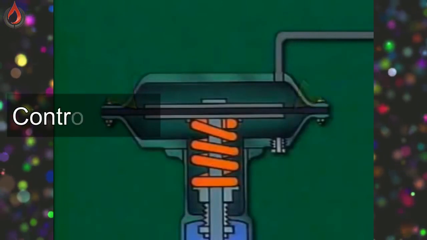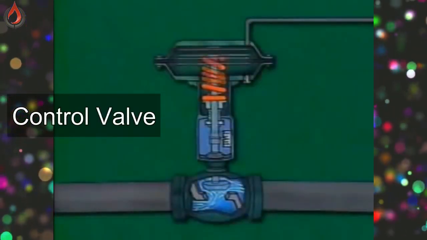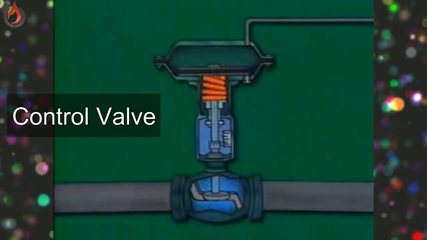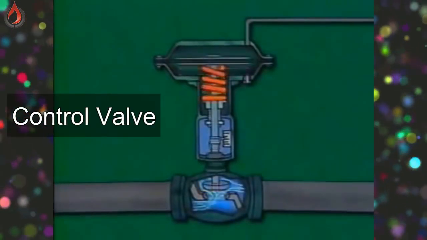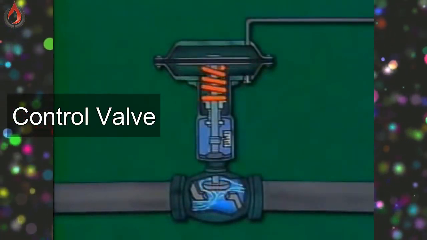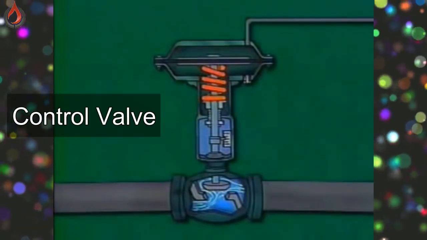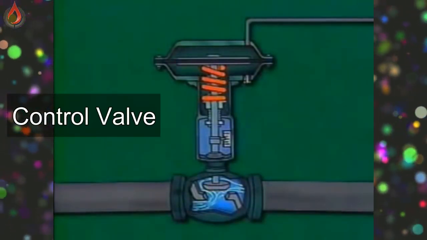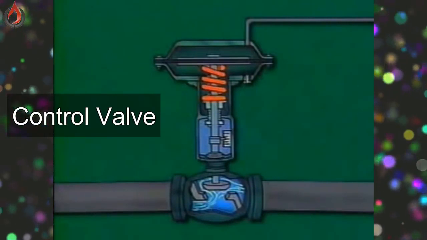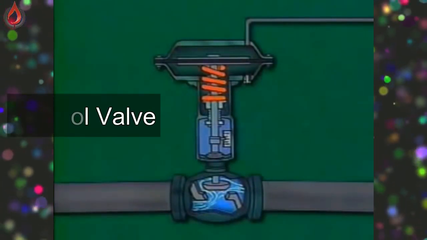Control valves. A control valve is a valve used to control flow by varying the size of the flow passage as directed by a signal from a controller. This enables the direct control of flow rate and the consequential control of process quantities such as pressure, temperature, and liquid level.